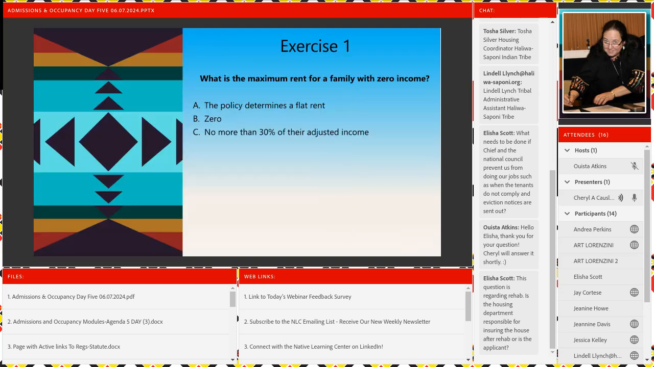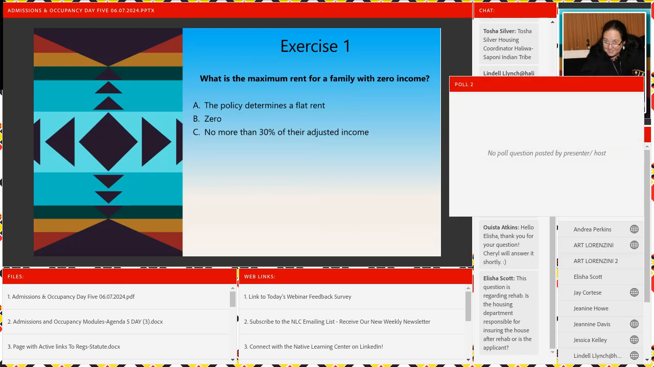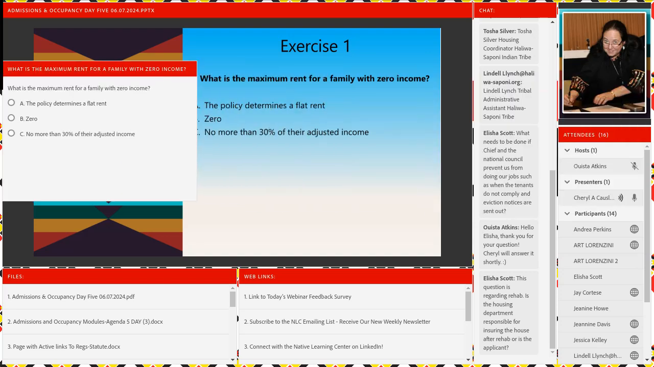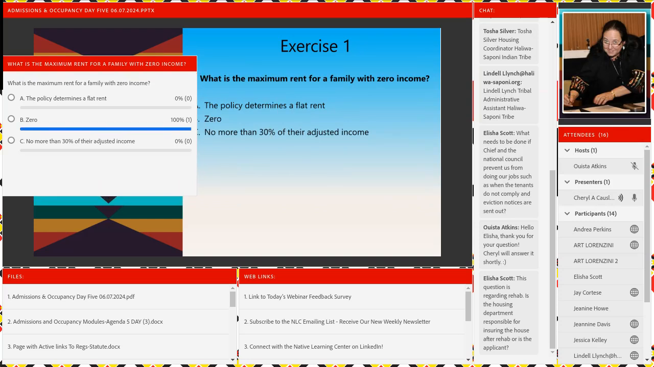Okay, what is the maximum rent for a family with zero income? The policy determines a flat rent, zero, no more than 30% of their adjusted income.